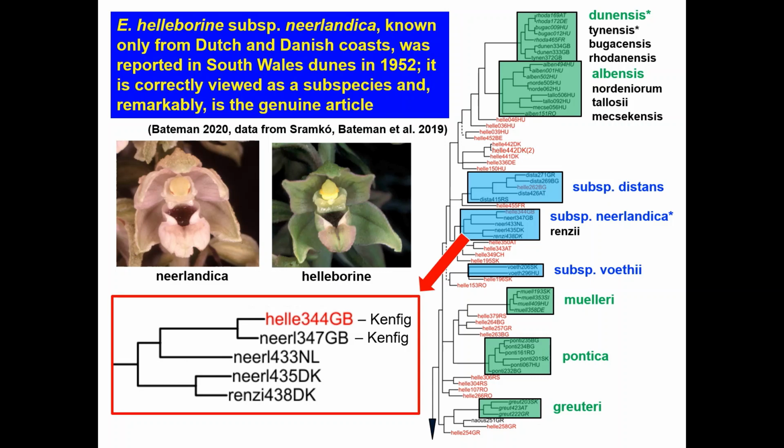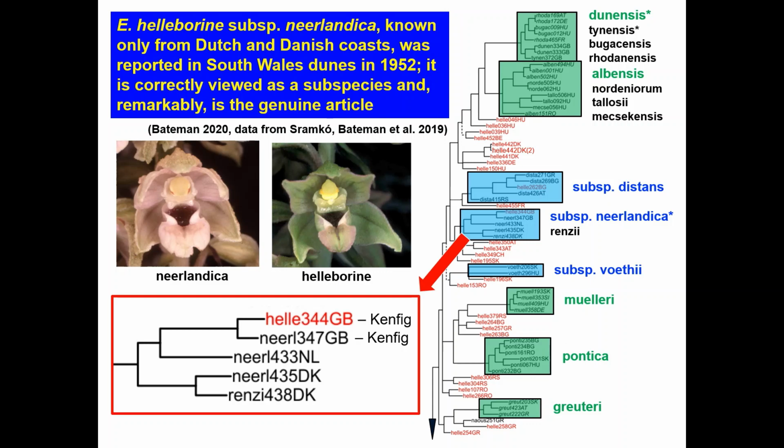But if you actually look at the relevant part of our DNA-based tree here, you'll see that Neerlandica, and Renzii is just a minor variant of Neerlandica here. Here are the Danish Neerlandicas at the bottom of that tree. Just above them is the Dutch Neerlandica sample that we analysed, and then above there is a Kenfig sample of Neerlandica that we analysed, and a plant that we attributed to Epipactis helleborine, also from Kenfig, and they form a close-knit group. They're obviously part of the same subspecies.